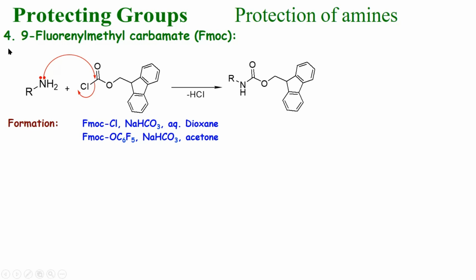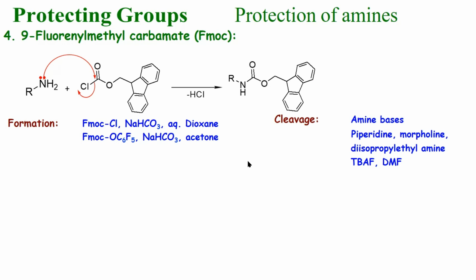This is generally called FMOC protection. Not only by using fluorenyl methoxy carbonyl chloride in basic condition in aqueous dioxane, the carbamates in the form of 9-fluorenyl methyl carbamate can also be accomplished by using FMOC OC6H5 in basic condition using acetone. We can cleave by using amine bases, mild bases like piperidine, morpholine, diisopropyl ethylamine, TBAF, and DMAF.